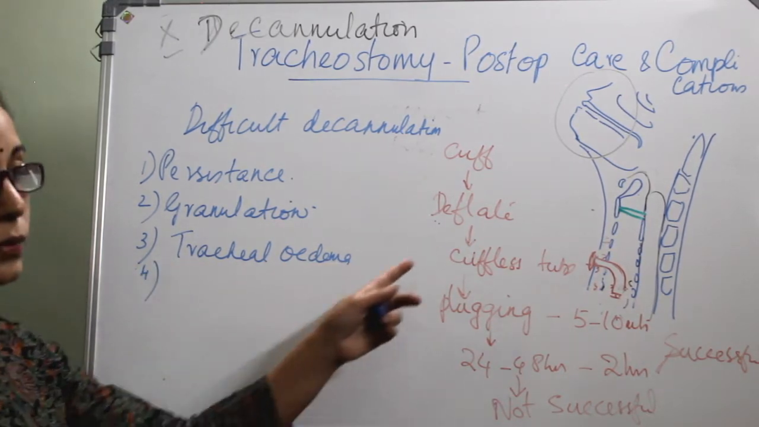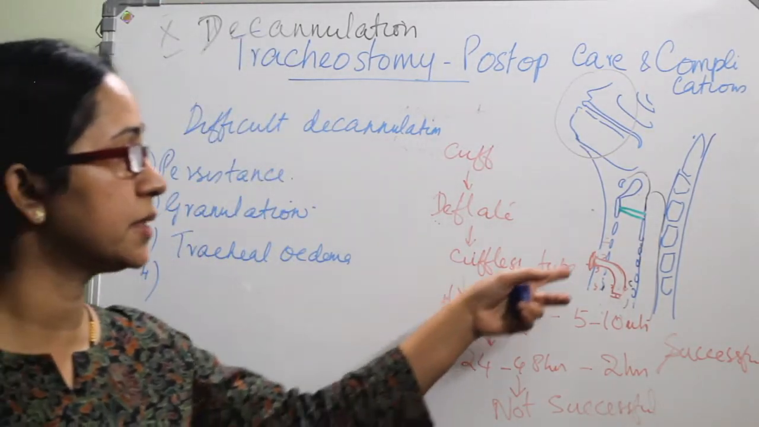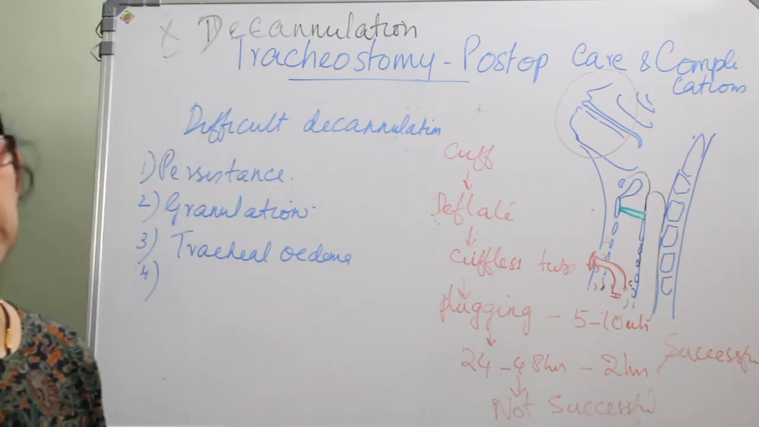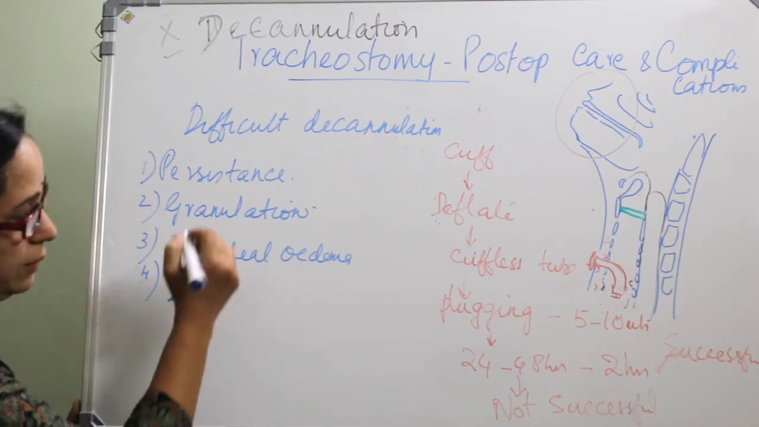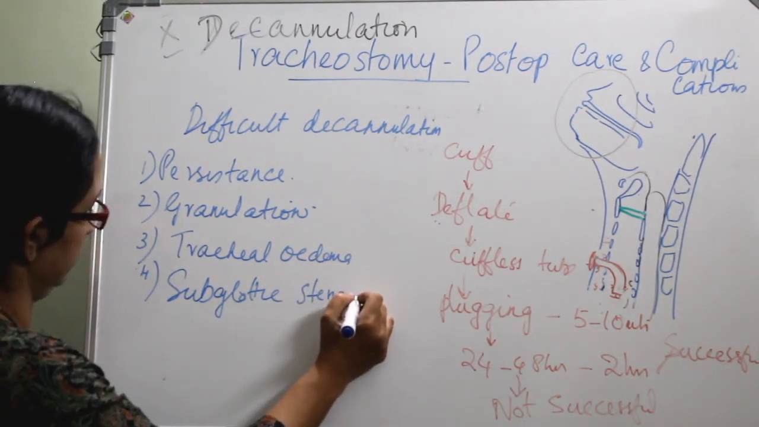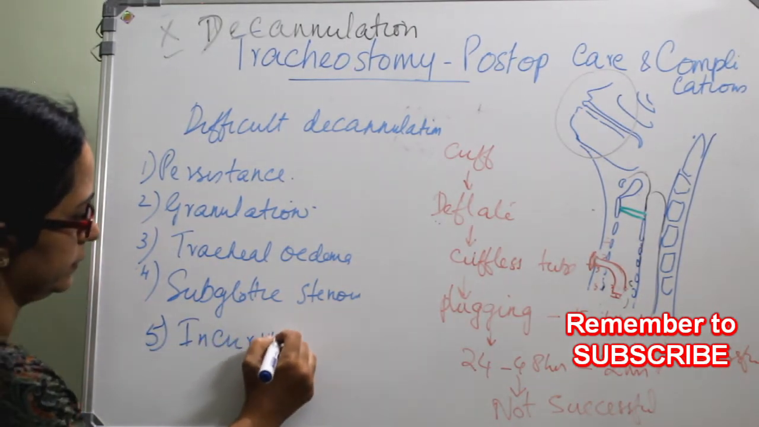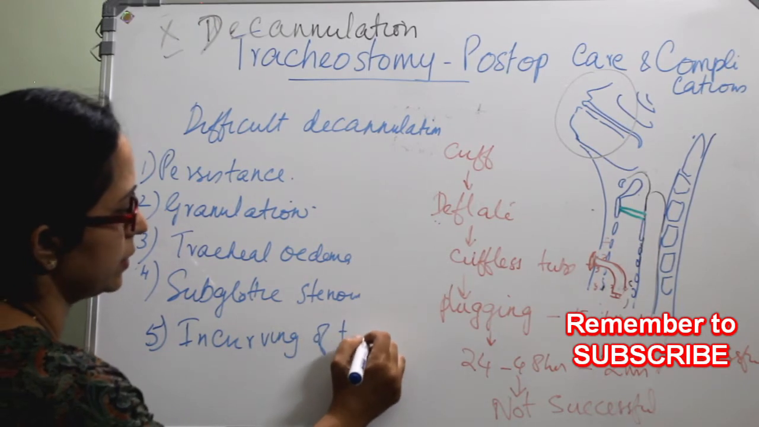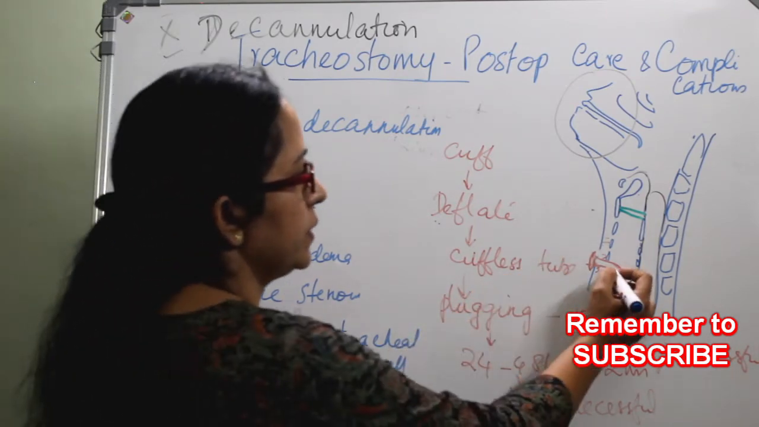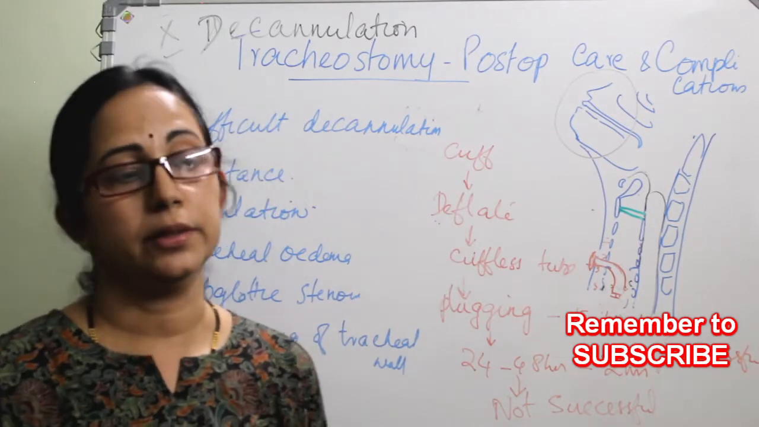Okay, so around the tracheostoma there can be edema. Then there can be subglottic stenosis, especially, as I told you, as a complication of high tracheostomy. That can be a cause of this difficult decannulation. The next one is an incurving of the tracheal wall, where the tracheal wall is curved inwards, and that causes obstruction after removal of the tracheostomy tube.